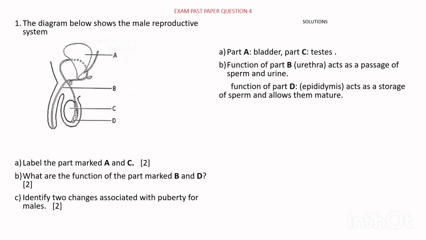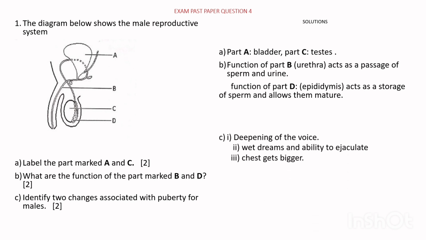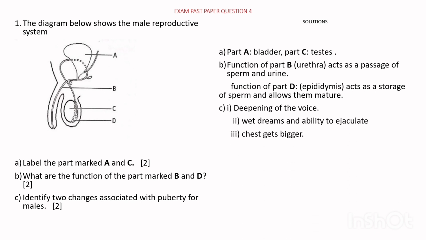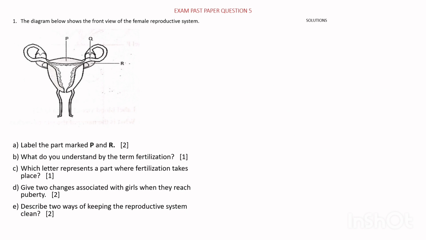We move to question C. Identify 2 changes associated with puberty for males. So just mention a few. You can mention one. Depending on the voice, wet dreams, ability to ejaculate, chest gets bigger, and so on and so forth. Now we move to the last question, question 5.